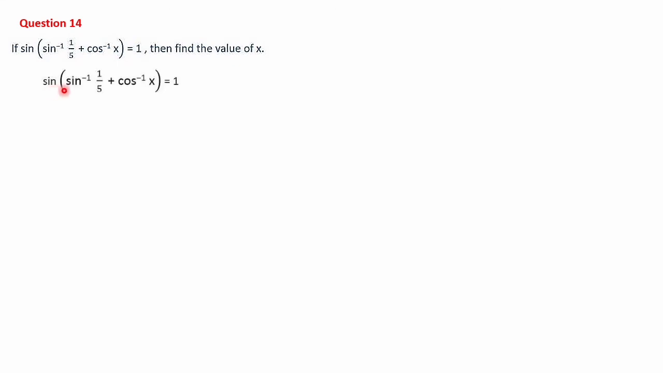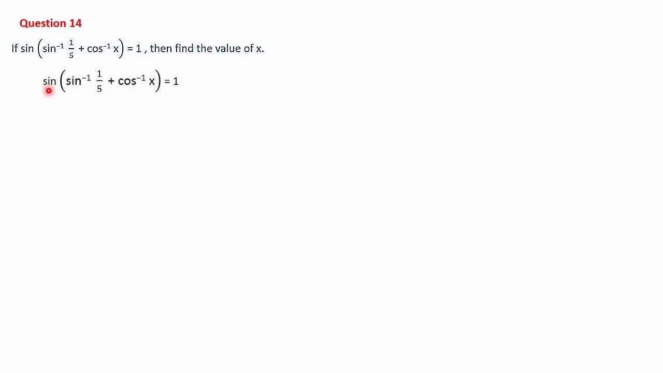Next, let's discuss question number 14. If sine of sine inverse 1 by 5 plus cos inverse x is equal to 1, then find the value of x. Here there is a statement like an equation. Here we are asked to find out the value of x. So let's write the statement. Sine of sine inverse 1 by 5 plus cos inverse x is equal to 1.